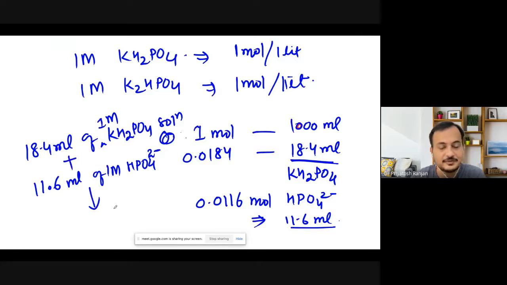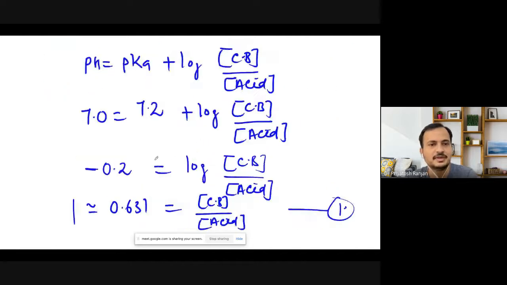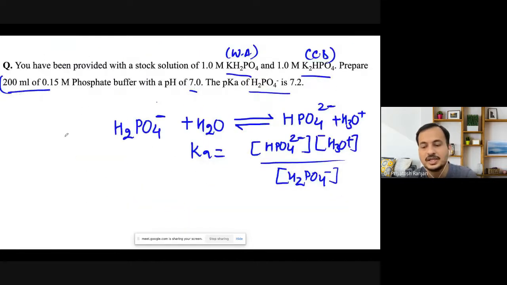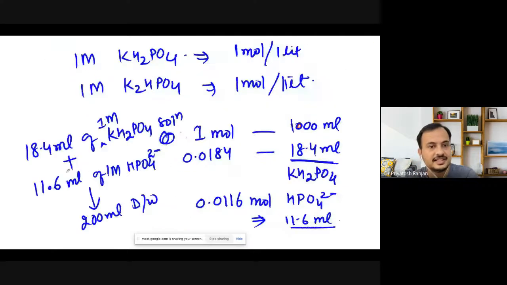I need to raise the volume finally to 200 ml with the help of double distilled water or autoclaved water. Why? Because remember, they have asked me to prepare 200 ml. So if we add these two volumes, it corresponds to close to 30 ml, and the remaining 170 ml I need to make up with double distilled water or autoclaved water.